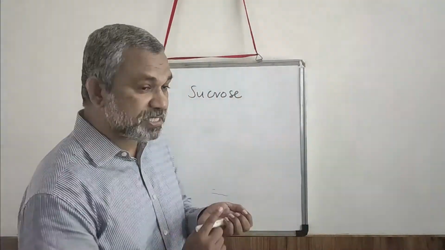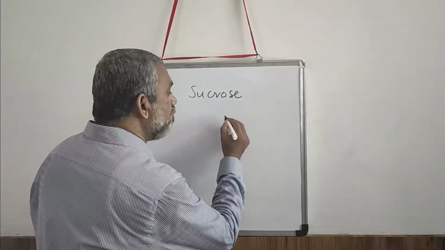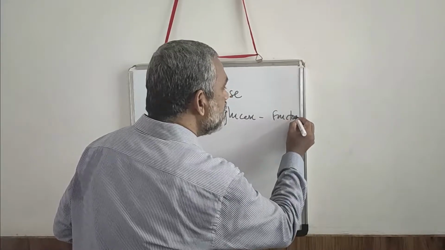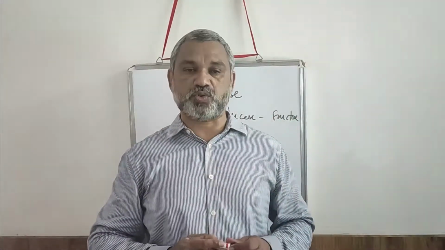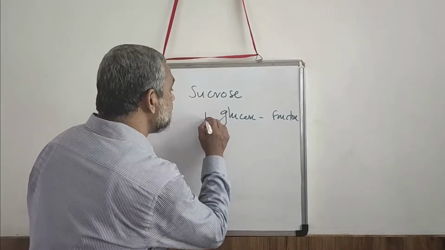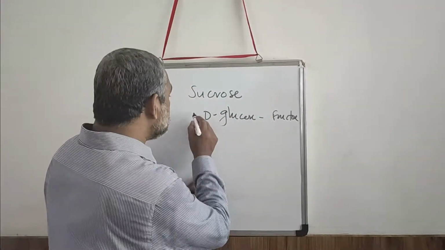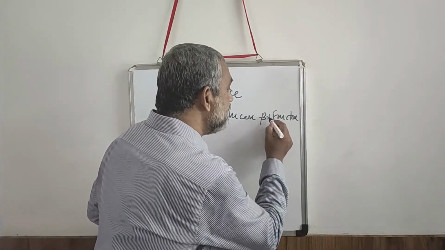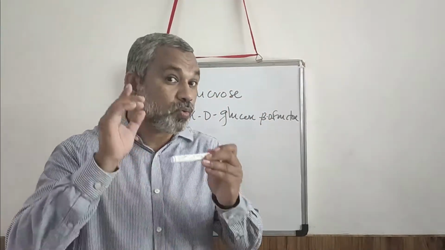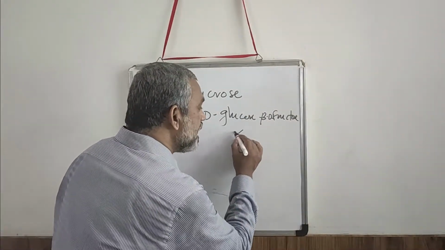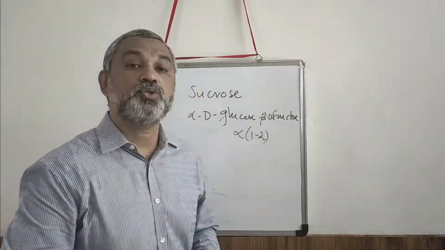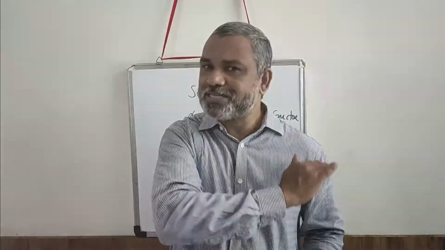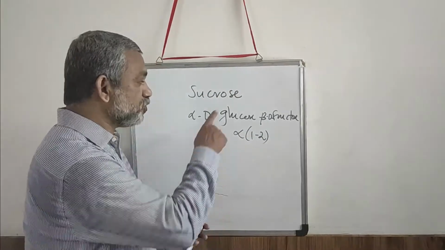Sucrose, as we said, is a disaccharide. It is made of glucose and fructose. These are the two monomeric units of sucrose. Glucose exists in the D conformation, and it is alpha D-glucose, whereas fructose is beta D-fructose. They are joined in an alpha 1,2 linkage. So you understand the structure. Let us learn to draw the structure of this particular disaccharide.